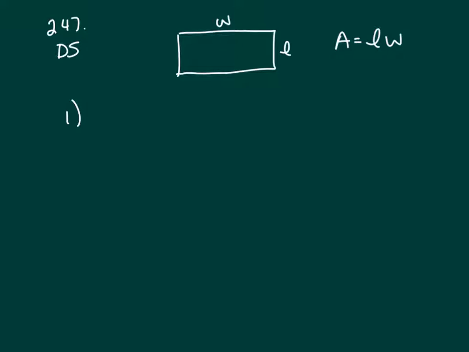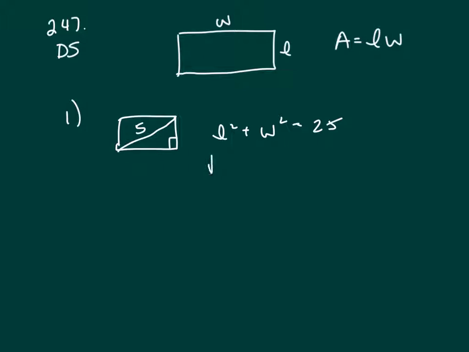Each diagonal of this rectangle has a length 5. Well, that's not enough information, because you could use the Pythagorean theorem. L squared plus W squared would equal the diagonal squared, which is 25. And the problem here is there are all kinds of different numbers you could use for L and W.